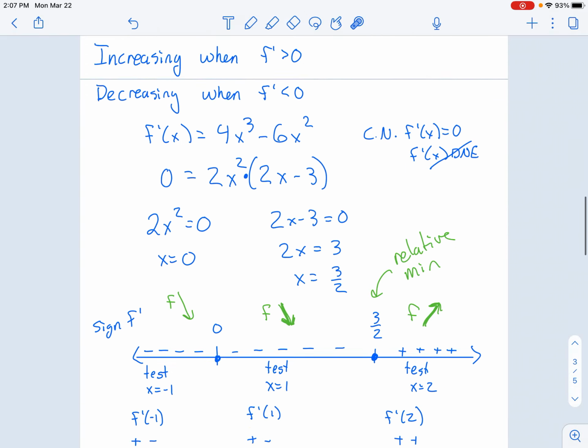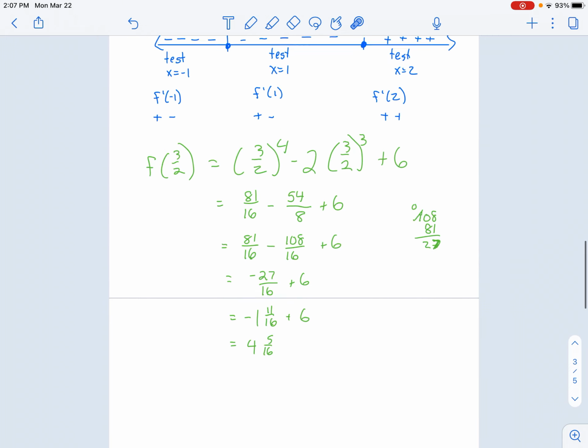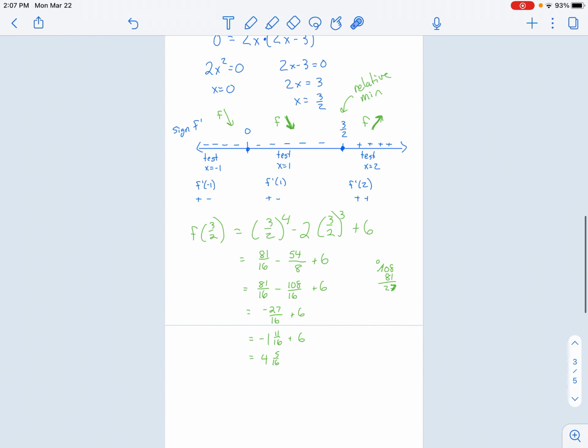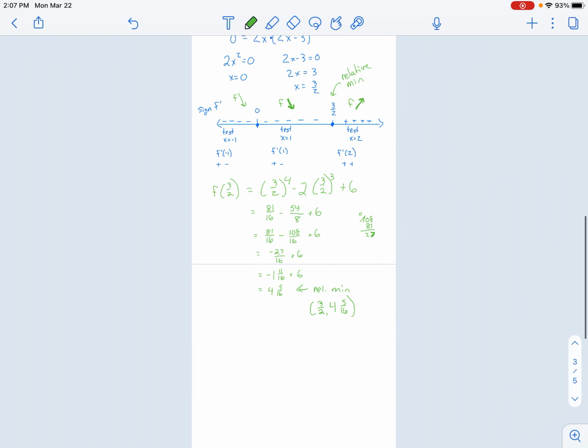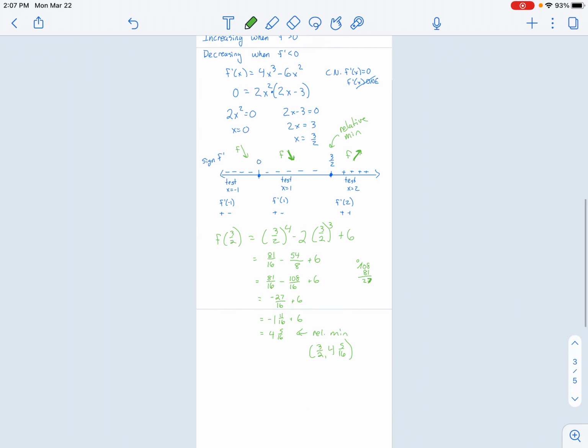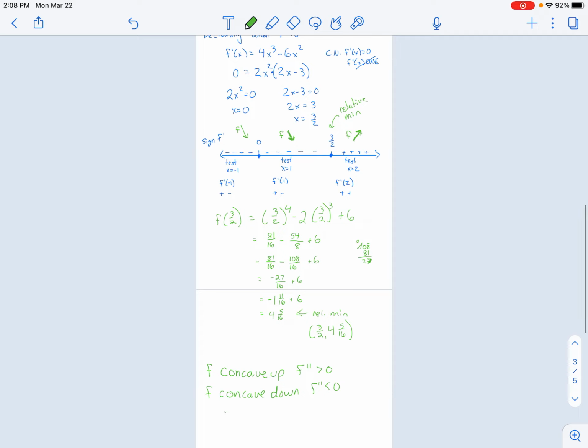So let's come on to our second derivative. So this was our relative min at x equals 3/2 and 4 5/16. And now let's come to our second derivative. So let's see. We know that f is concave up when the second derivative is positive, and f is concave down when the second derivative is negative. And so we need to take the second derivative.